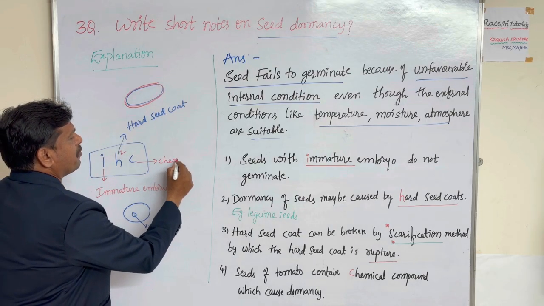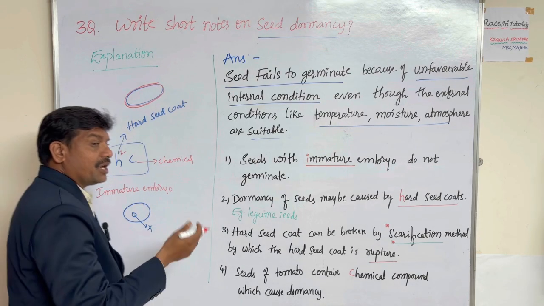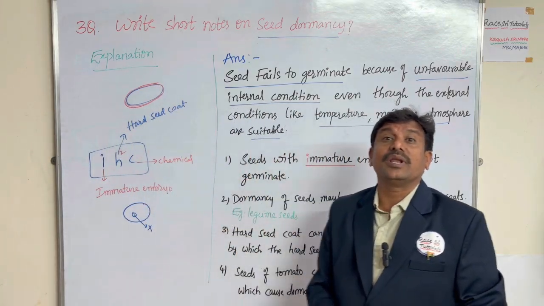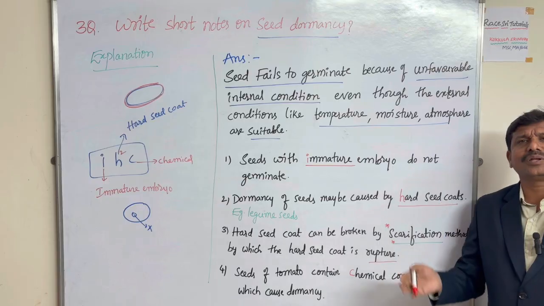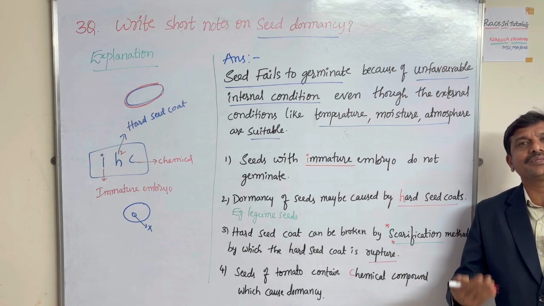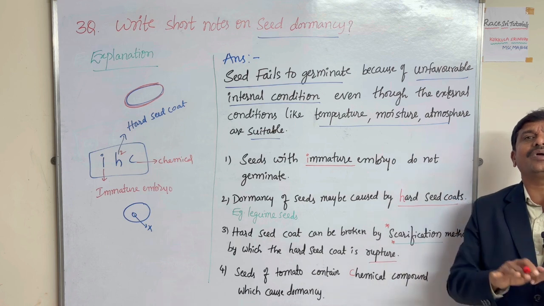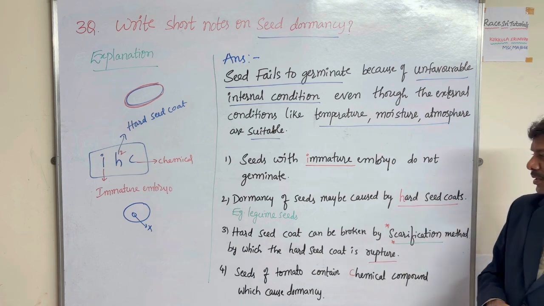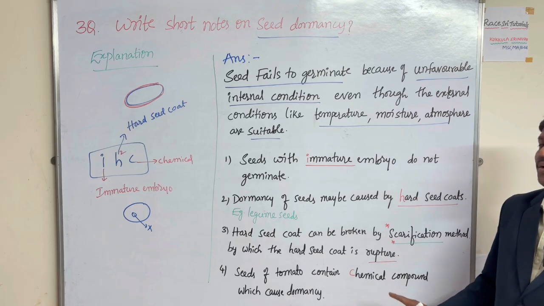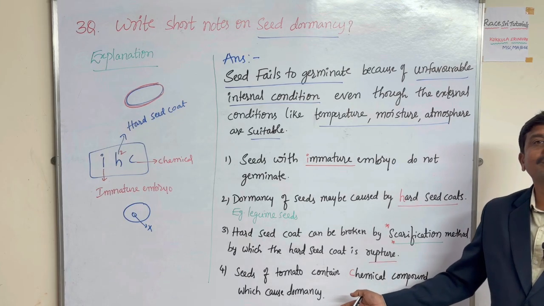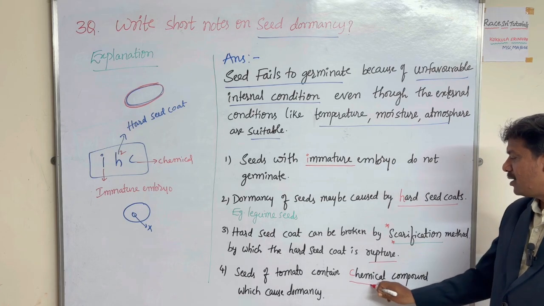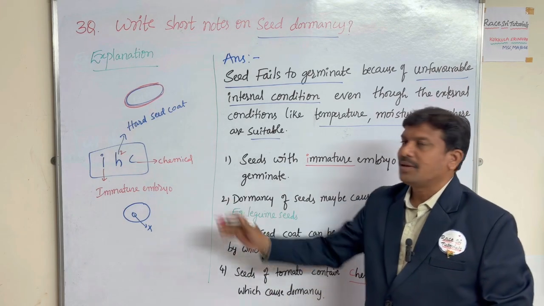Chemicals. Every time, from seed germination up to complete yield, we are using chemicals, chemicals, chemicals. So our age also is reduced day by day because we are completely taking chemical food. Tomato seeds contain a chemical compound which causes dormancy. So C is for chemicals. That's it.